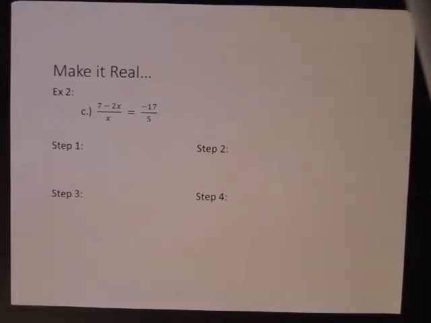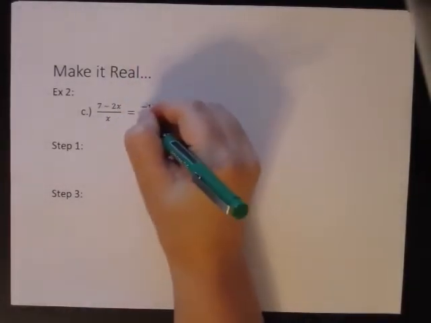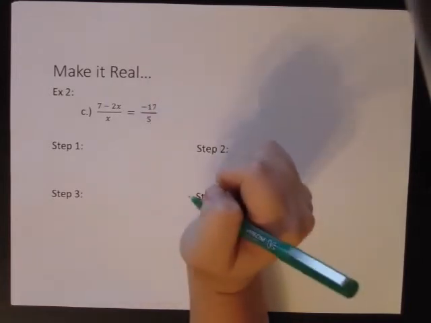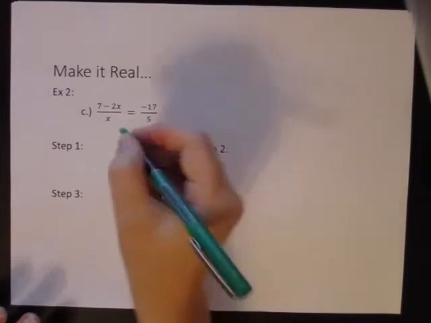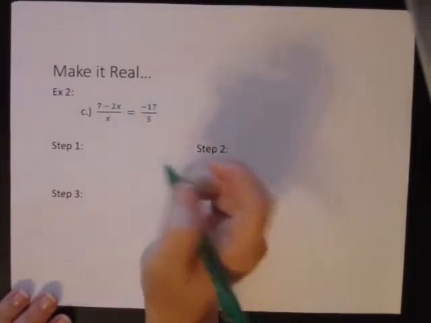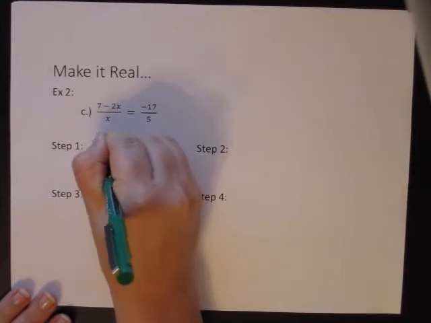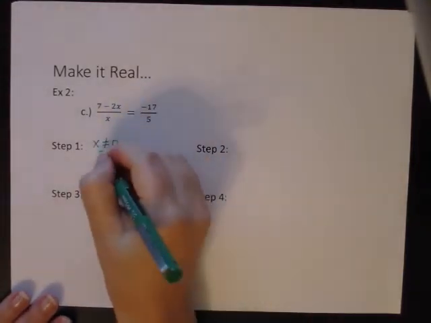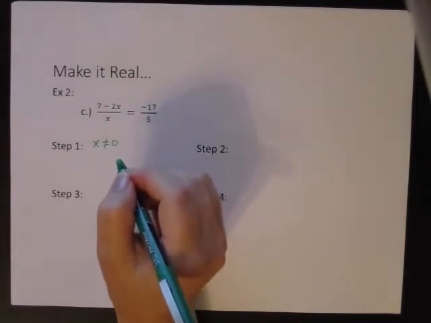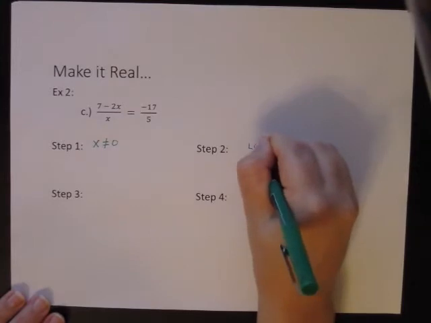Okay, so let's try another one. If I've got 7 minus 2x over x equals negative 17 over 5, first thing I want to do is figure out where it's undefined, so I just look at my denominators and set whatever the factor is, so x cannot equal 0. I don't have to solve anything, so as long as I don't get x equaling 0, I'll be good to go.